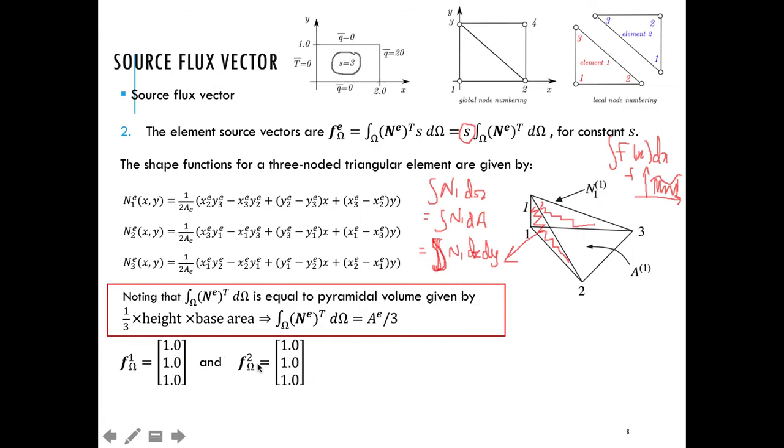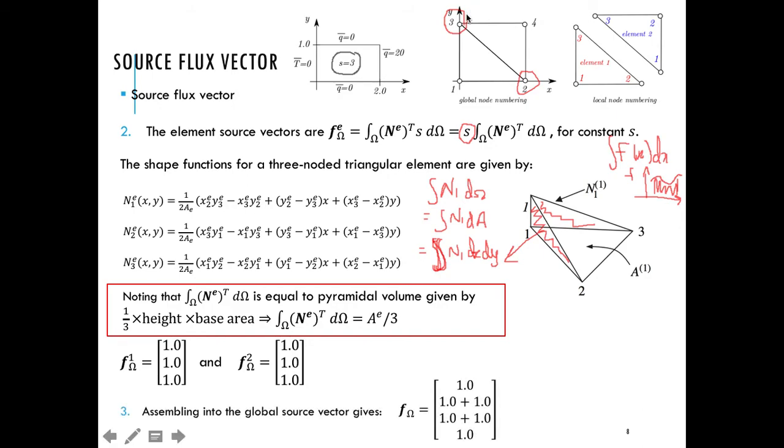Whereas for element 2, the area is also 1, and the source is constant, equal to 3. So I get a source flux vector for element 2 also equal to 1, 1, 1. Now, these individual element-wise source flux vectors we need to assemble into the global source vector. If we do that, noting that only nodes 2 and 3 take contributions from both elements, those get added, so that my global source vector becomes this right here. Okay, this is the assembly I have done, using the same old procedure.